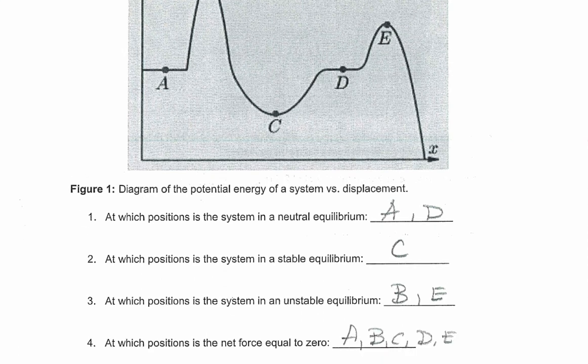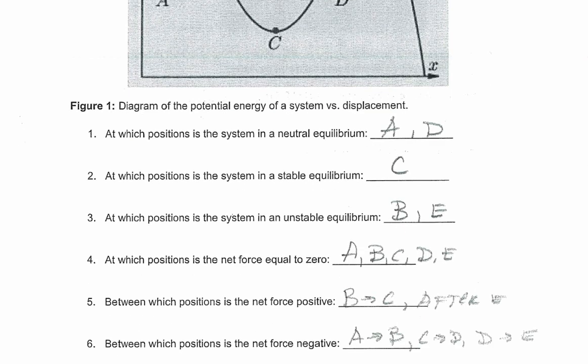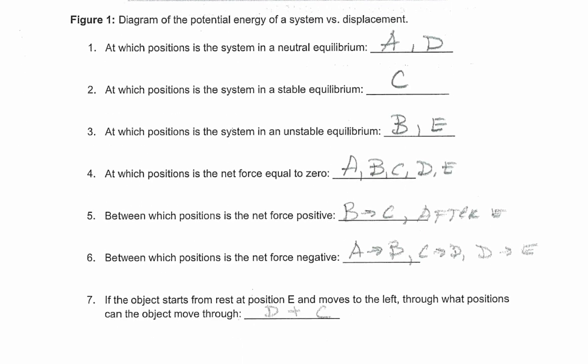At which position are the net forces equal to 0? That would be all of them because they all have a slope of 0. Now what if I look at the forces involved with this? Well, again, the force is the slope, but it's also the negative slope of a potential energy graph. So the question is at what positions is the net force equal to 0? Again, that's all of our equilibrium positions.